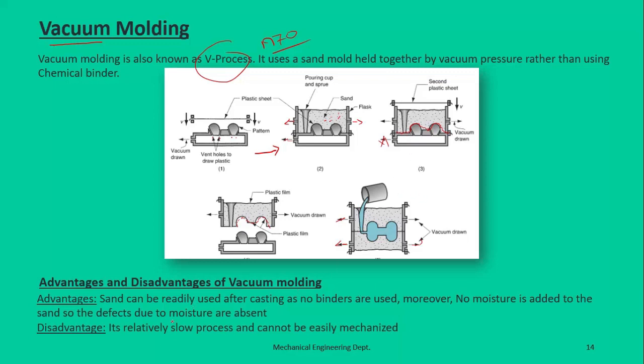One of the advantages is that it's a relatively slow process and cannot be easily mechanized. So it is difficult to mechanize or automate this kind of molding or casting process. That's why it is, because it is slow.